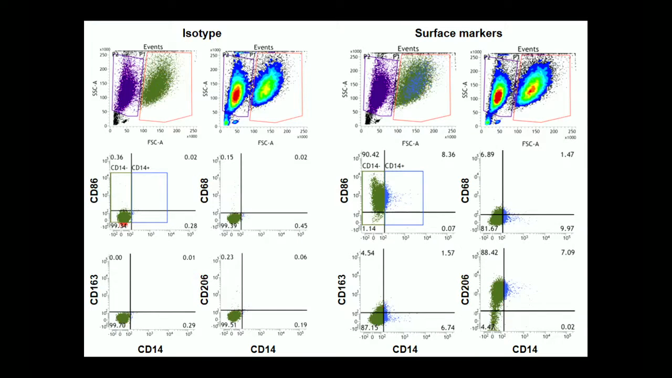And this is a demonstration of flow cytometry at day 6. By comparing the surface marker stain and isotype stains, you can see that the PB monocyte-derived macrophages have already lost their CD14 surface marker, but they have strong expression of two other macrophage surface markers, CD86 and CD206. And they were weakly positive for CD68.